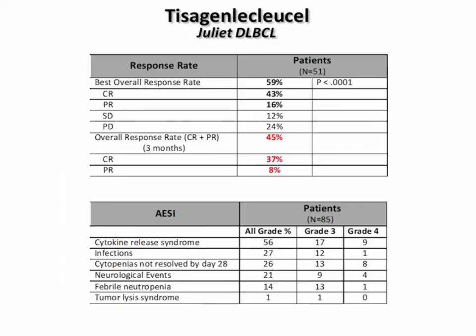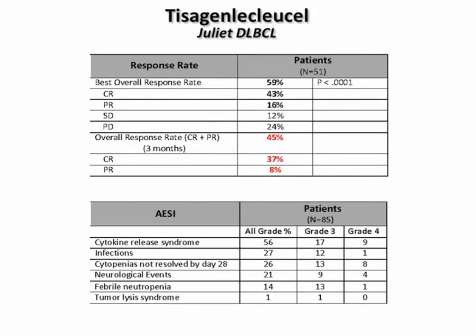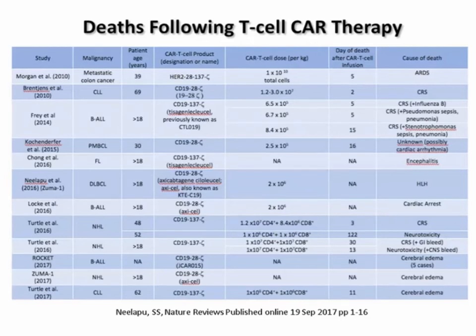So let's go through just really quickly. I can also show you that tisagenlecleucel-T, the product that we find in Kymriah, is also being used for adult patients, and they're getting similar responses to what Kite and Gilead are getting with their product, and this will probably be the next one that gets approved. And just to hurry up, because I've been told I'll be done in 40 minutes or so, we can go ahead and see the deaths following T-cell CAR therapies.